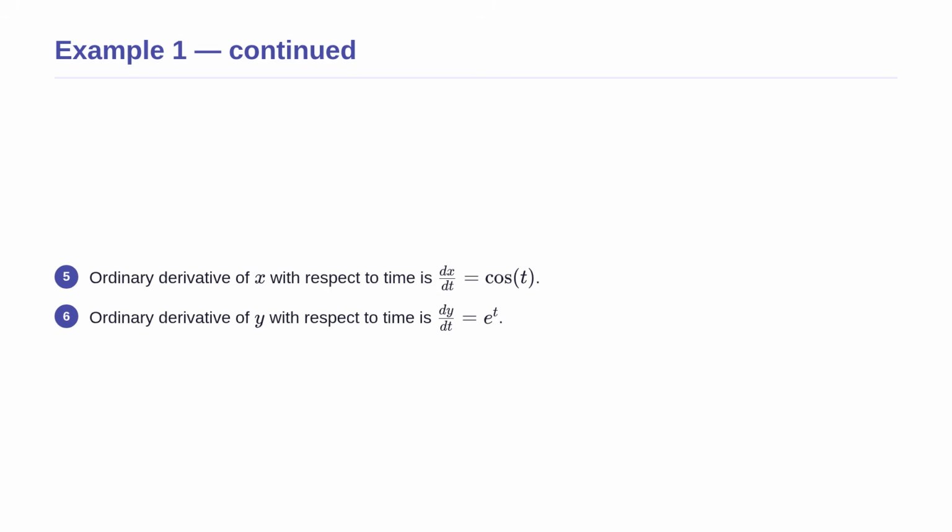With the partial derivatives found, we move on to the intermediate variables. We need to find their ordinary derivatives with respect to time. For the first intermediate variable, x equals sine of t, the derivative with respect to time is a standard trigonometric result, giving us cosine of t. We do the exact same thing for the second intermediate variable, y equals e to the power of t. The derivative of the natural exponential function is a unique case in calculus, as it is exactly equal to the original function itself, so it remains e to the power of t. We now have all 4 necessary mathematical pieces to assemble our chain rule.